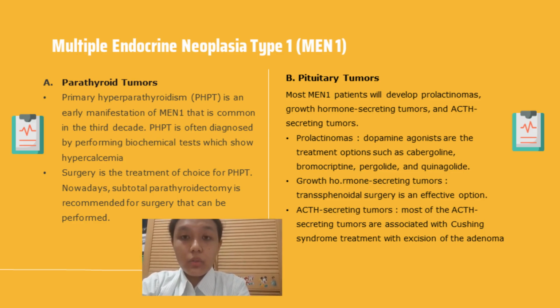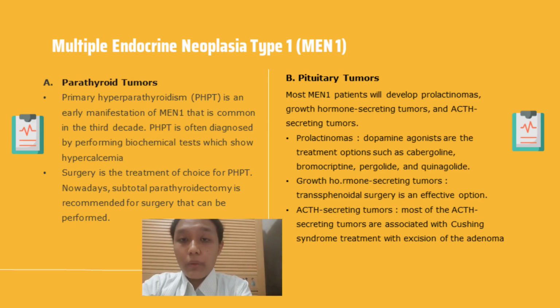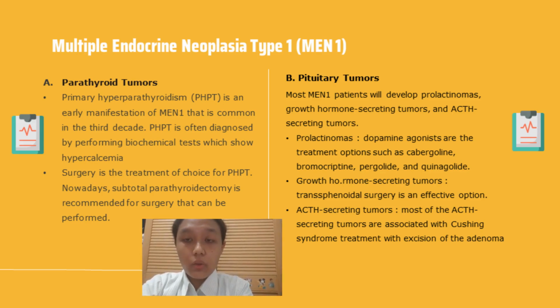The second is pituitary tumor. Most MEN type 1 patients will develop prolactinoma, growth hormone secreting tumor, and ACTH secreting tumor. The first is prolactinoma. Dopamine agonists are the treatment options such as cabergoline, bromocriptine, pergolide, and quinagolide.